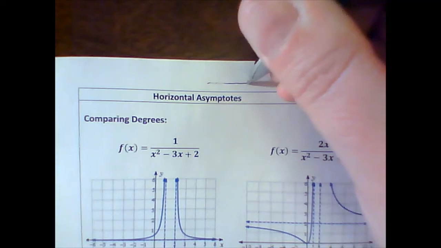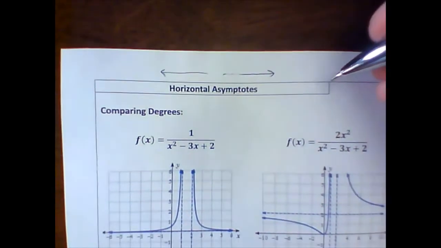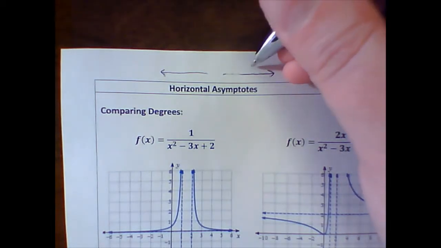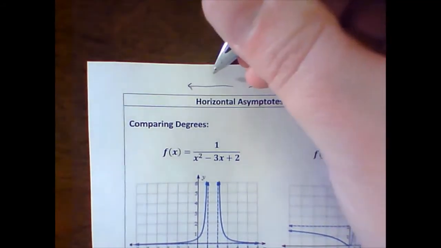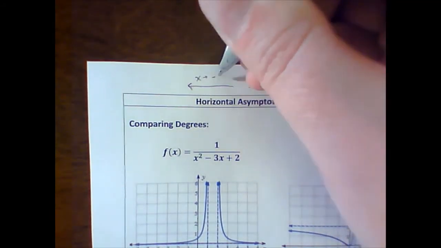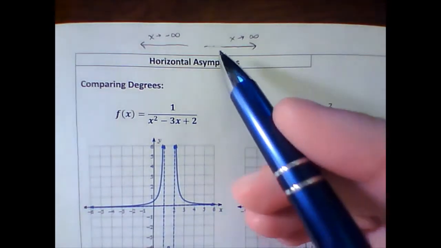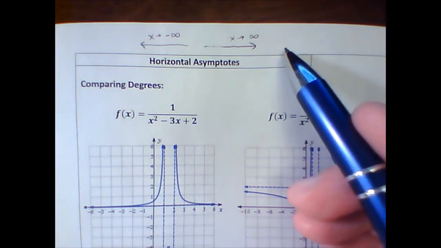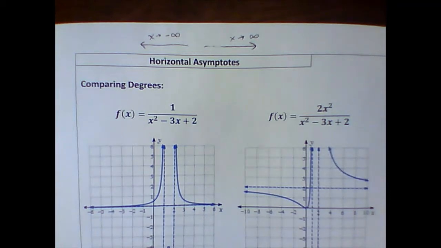They're mainly concerned with what happens to the far left and the far right. What happens as x approaches infinity, both on the positive side and as x approaches infinity on the negative side? What does the graph do? What does it do when the x values get extremely big, or extremely small as you go negative, to larger and larger magnitudes, but they're negative?